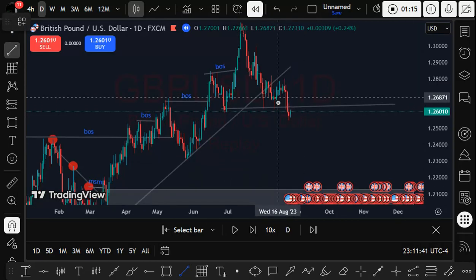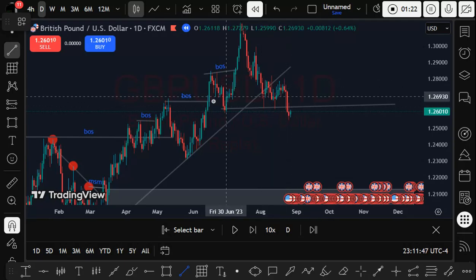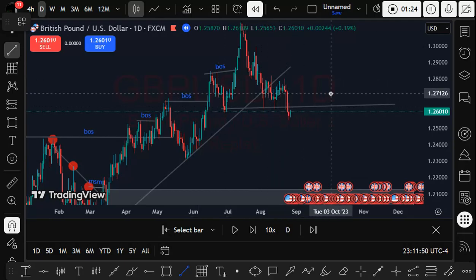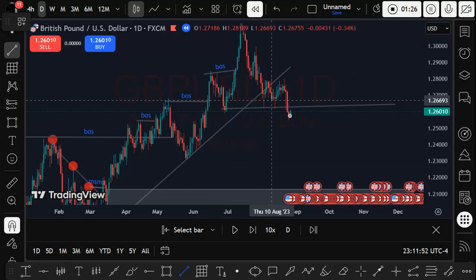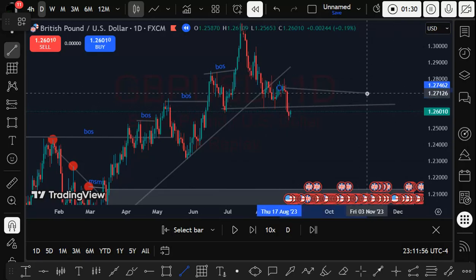So here that was on Monday. Then Tuesday, the market continued to move up because it has tapped into the level of demand. So it's the same principle. You can see the market has broken the structure. What did it do? It created now an area here.